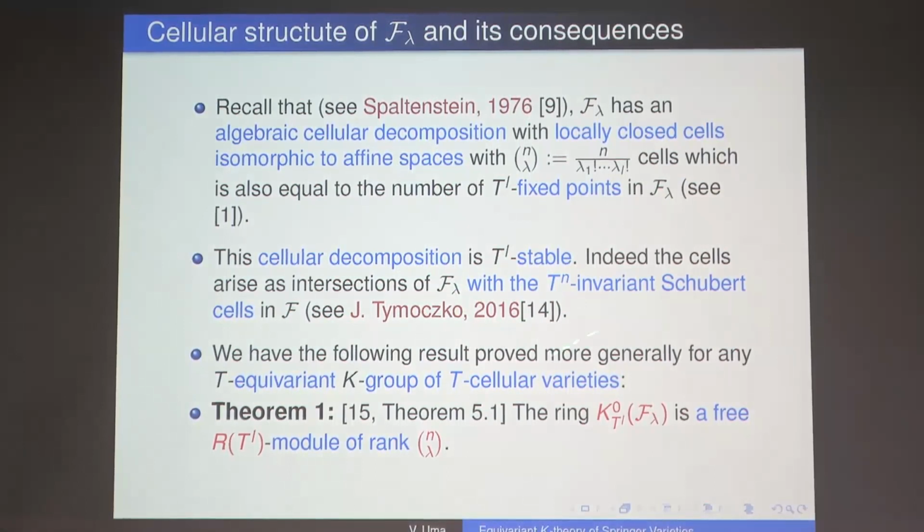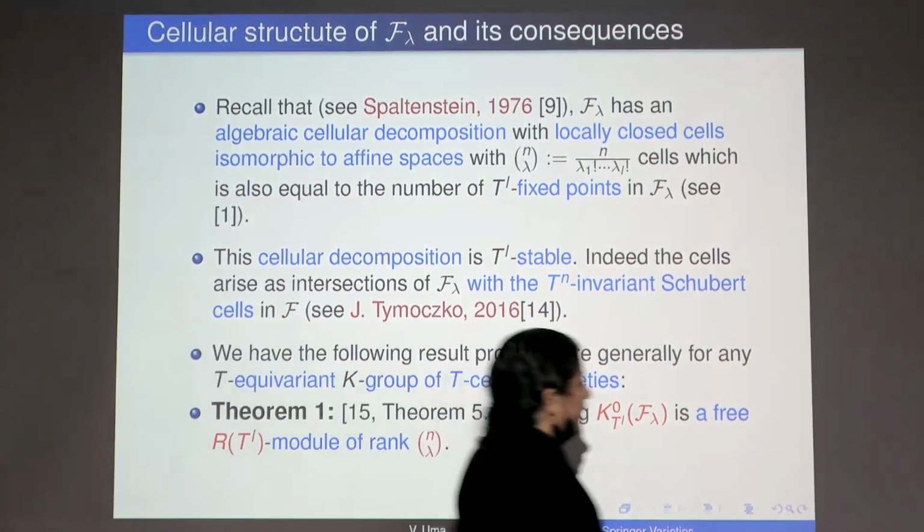So we can prove, we first begin with the theorem which can be proved for any T-cellular variety. This is a general fact. Whenever there is a paving by affine spaces, we first show in a general fact that the topological K-ring is a free RTL module with rank exactly the number of cells, where M could be the number of cells. It could be any X.